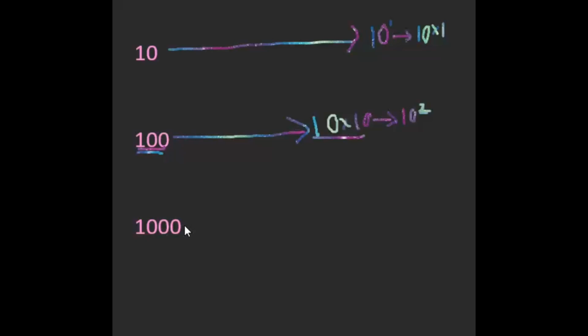Now we're going to see 1000. So 1000 can also be written as 10 times 10 times 10. Okay, so you see how long that took? This is not the fastest way to write 1000.